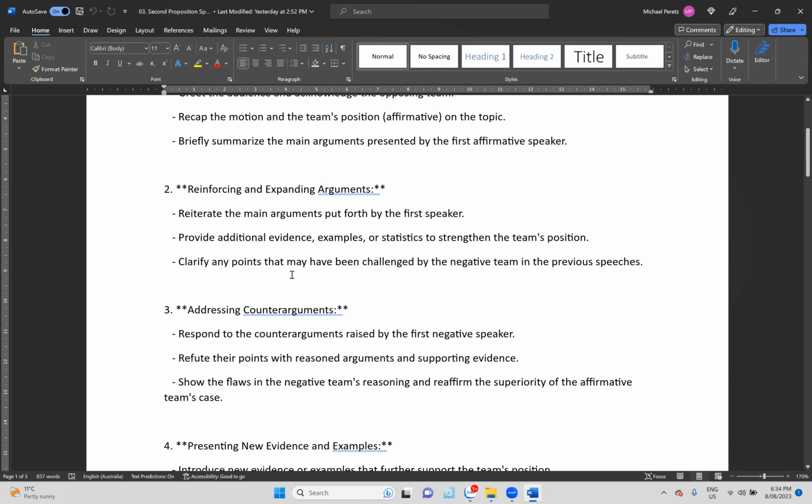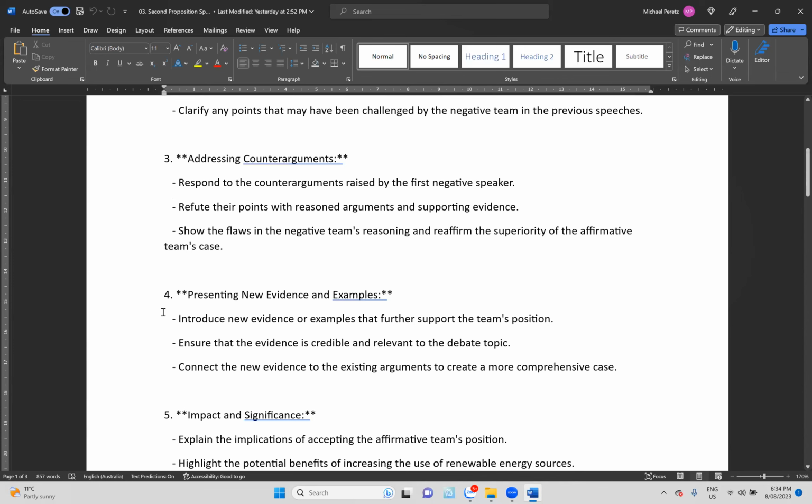So you want to address your counter arguments. Respond to the counter arguments raised by the first speaker. You want to refute their points with reasoned arguments and supporting evidence. Then you want to show the flaws in the negative team's reasoning, and try and take back control of the debate and show that your team's argument is stronger.